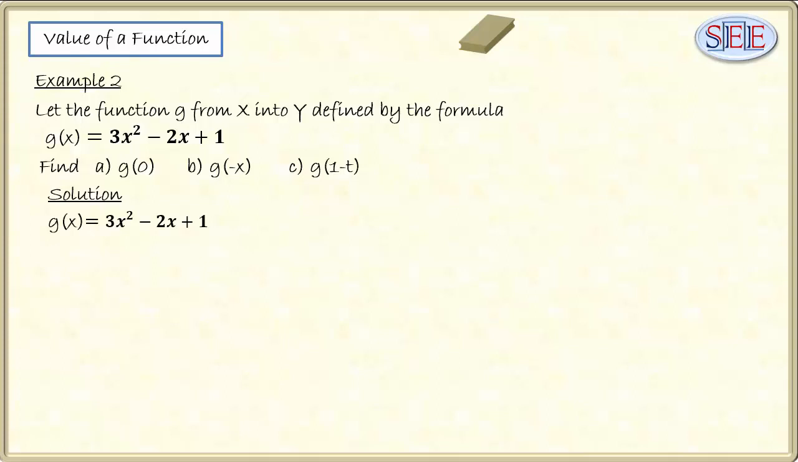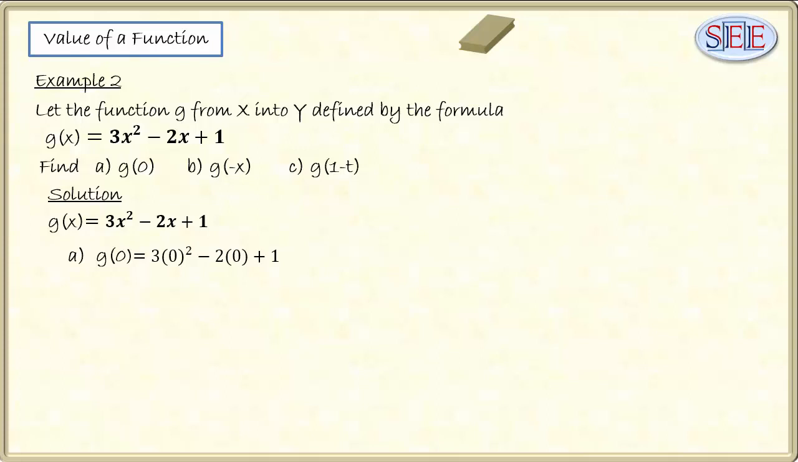So we have g of x equals to 3x squared minus 2x plus 1. We attempt to answer question A. Question A asks to find g of 0, meaning the value of the function at x equals to 0. So g of 0 equals to, so what we simply do is to substitute or to replace the x by 0 in the formula. So x when replaced by 0, I'm going to have 3 times 0 square minus 2 times 0, then plus 1.